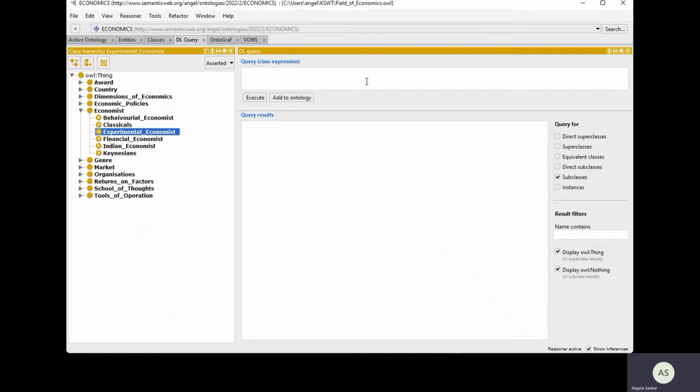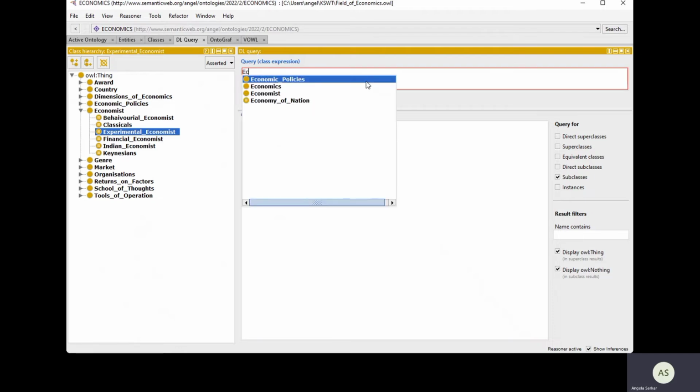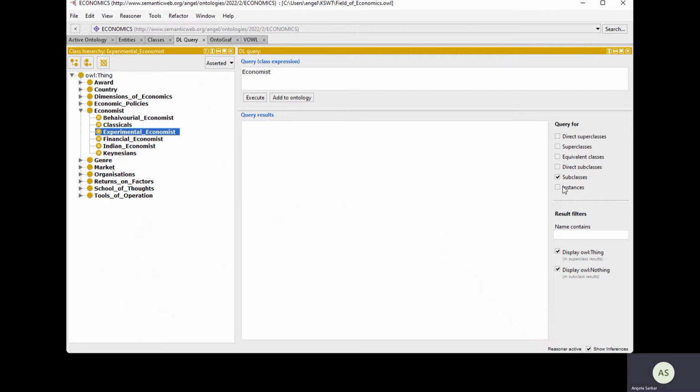For example, let me start with an easy one. I want to see economists. I want to see the instances of it. So look, all of the economists which I have defined are coming here in the query result. I clicked on instances and all of these are coming.